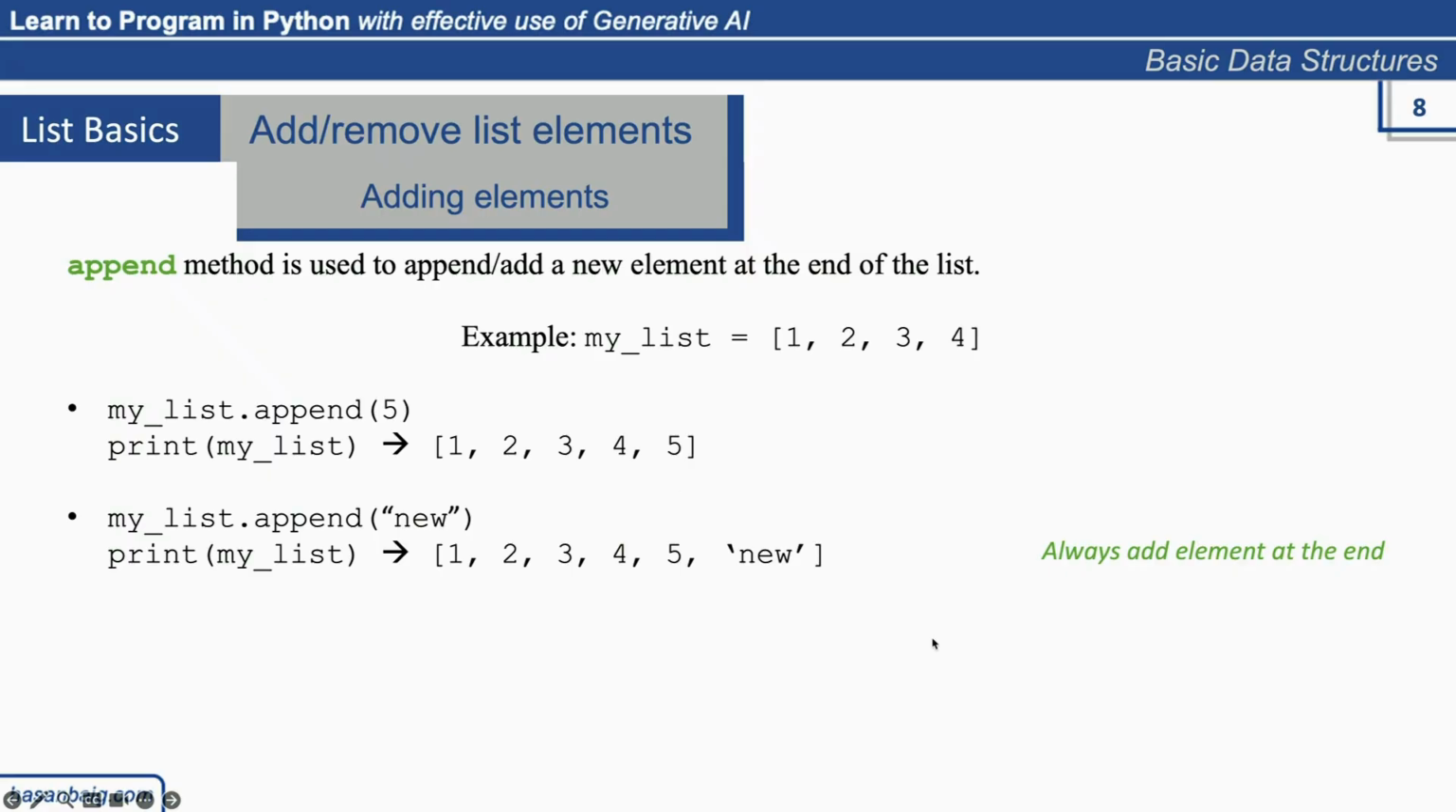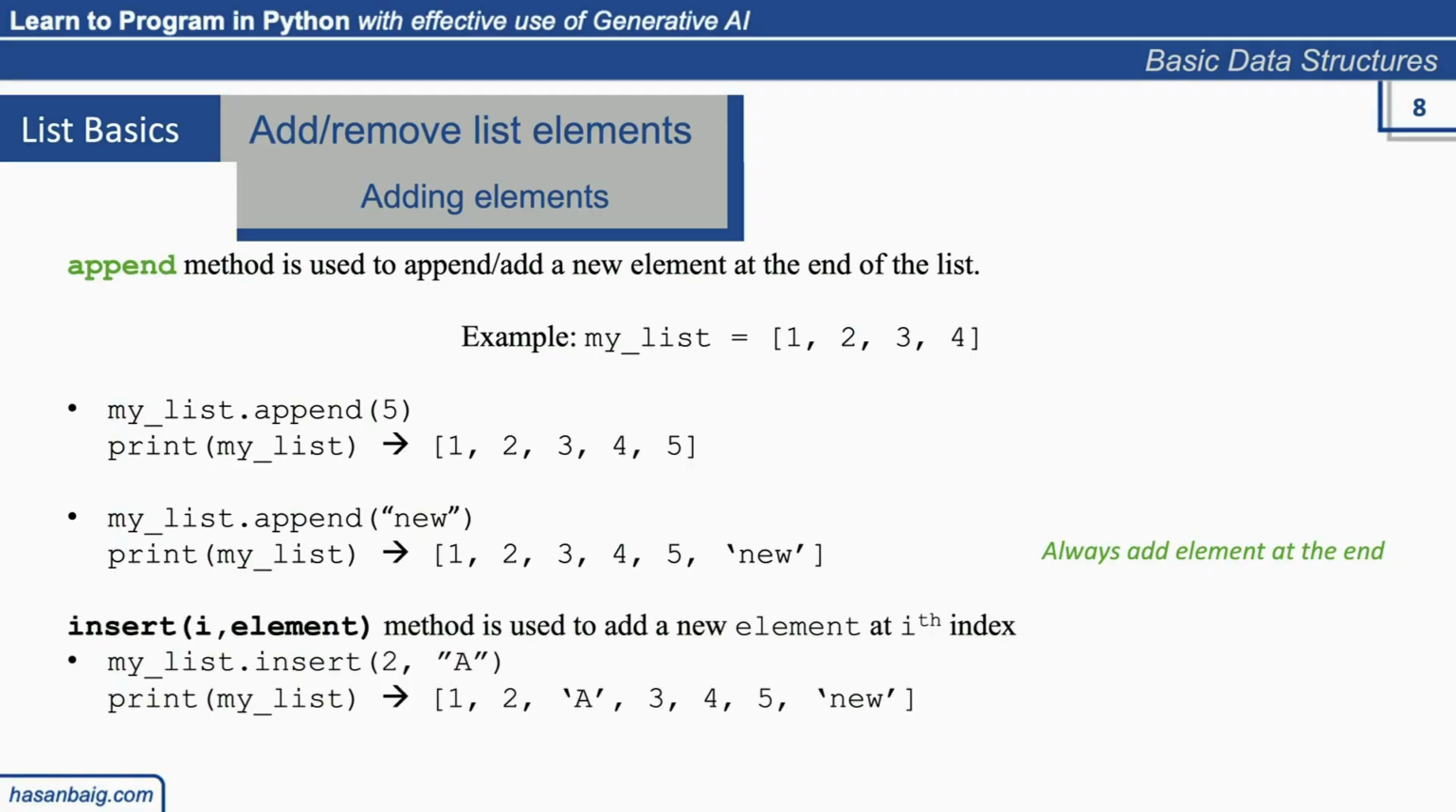What if we want to insert an element somewhere in between? We do not want to add only at the end. So there is another method called insert. The insert method requires us to pass 2 arguments. The first one is the location where we want to insert, and the second is what we want to insert. Before the comma, we specify where we want to insert, and after the comma we specify what we want to insert.